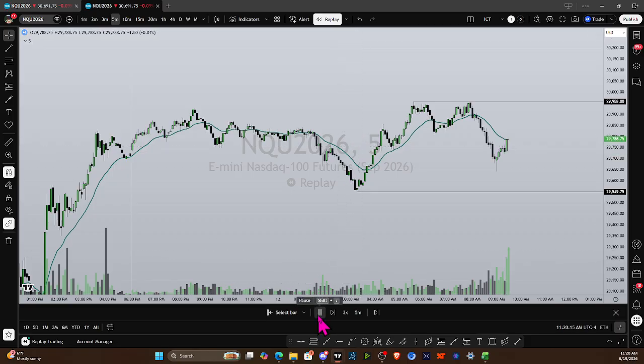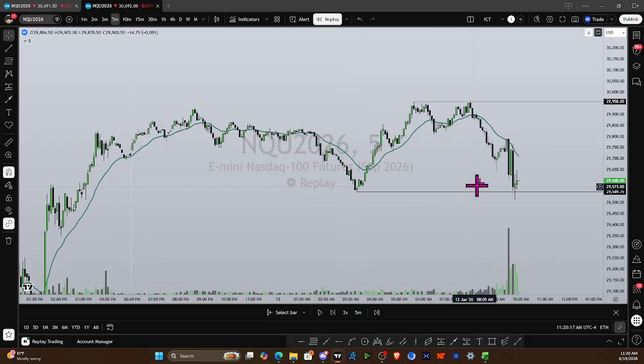So we'll start to let it play out. So we open. So here's New York open right here at 9:30 a.m. And we immediately go to take this level and then push back above it.